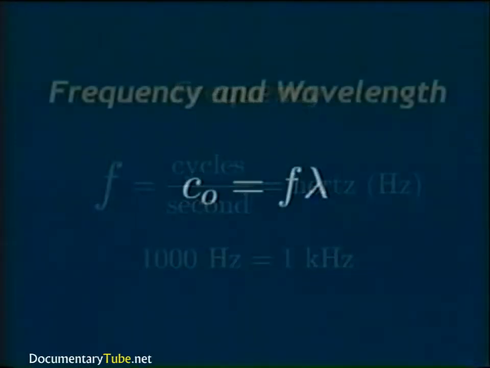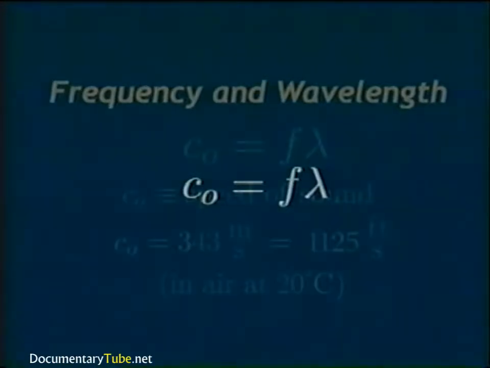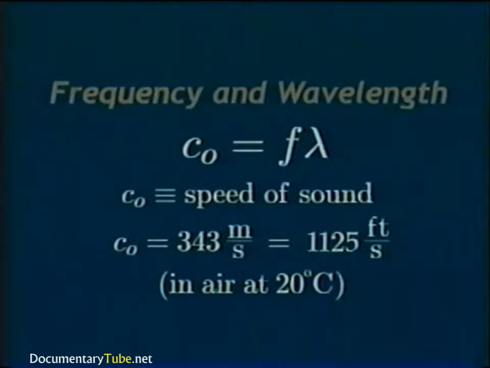Frequency is inversely proportional to wavelength. An equation relating the two parameters is c0 = fλ. c0 is the speed of sound in the medium. In air at a temperature of 20 degrees Celsius, the speed of sound is 343 meters per second. This equation implies that longer wavelengths are associated with lower frequencies, and shorter wavelengths are associated with higher frequencies.